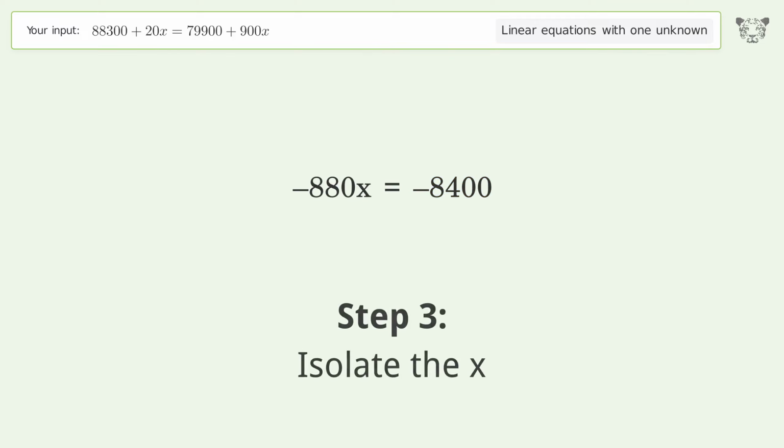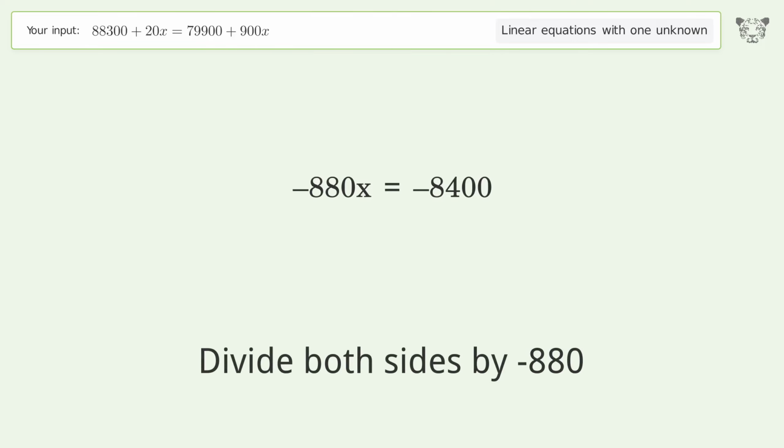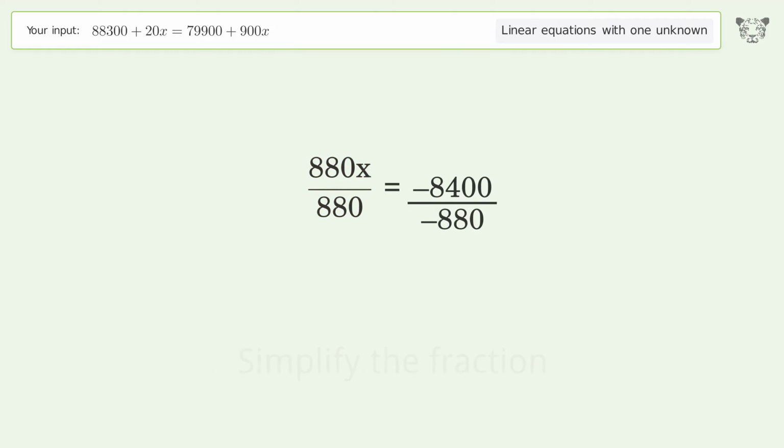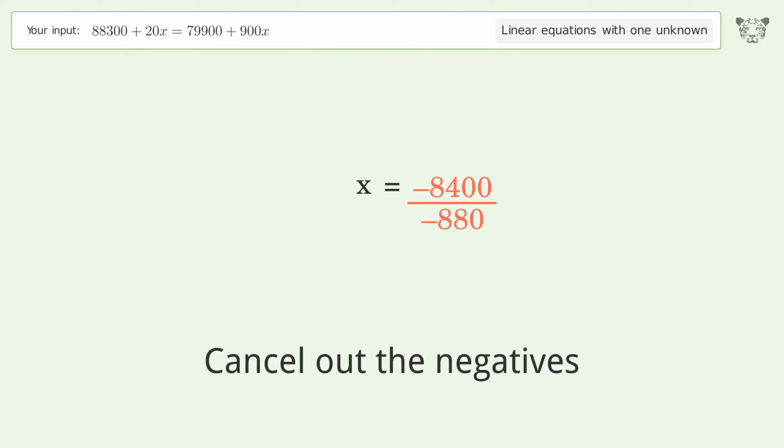Isolate the x. Divide both sides by -880. Cancel out the negatives. Simplify the fraction. Cancel out the negatives.